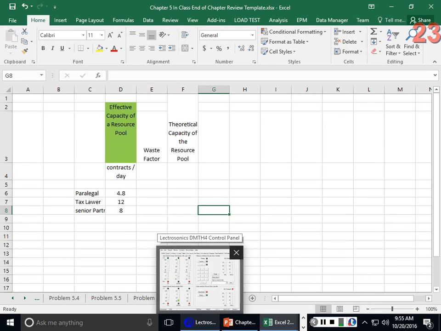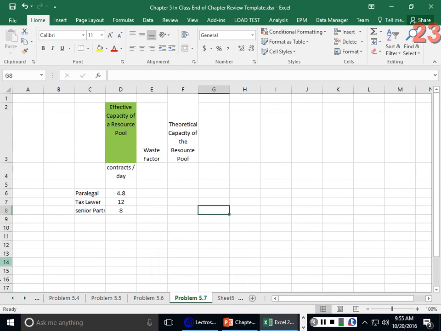Again, a relatively easy problem. Basically, it says re-examine exercise 5.1 and assume that the capacity waste factors of the paralegals, tax lawyers, and senior partners are 20%, 30%, and 35% respectively. And so then what is the theoretical capacity of the process? Okay, so basically if we go back to 5.1, we had our effective capacity of a resource pool. Our paralegals were able to do 4.8 contracts per day. Our tax lawyers were able to do 12 contracts per day. And our senior partners were able to do 8.